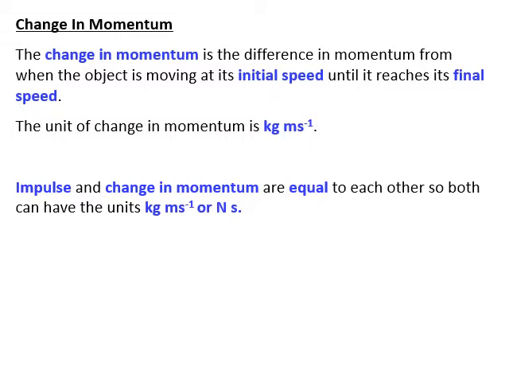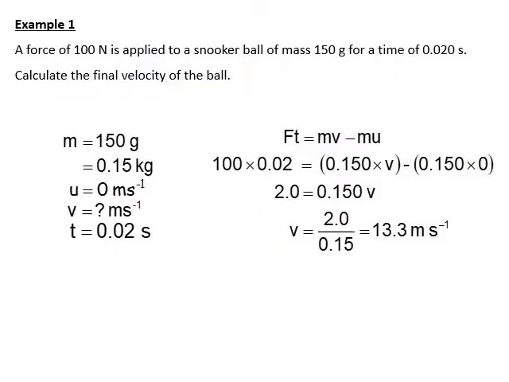So the change in momentum of any object is the difference in the momentum from its initial speed to its final speed. And this and the impulse are equal to each other and so have the same units. So you can show the change in momentum in newton seconds, or you can show the change in momentum in kilogram meters per second. Both are the same.